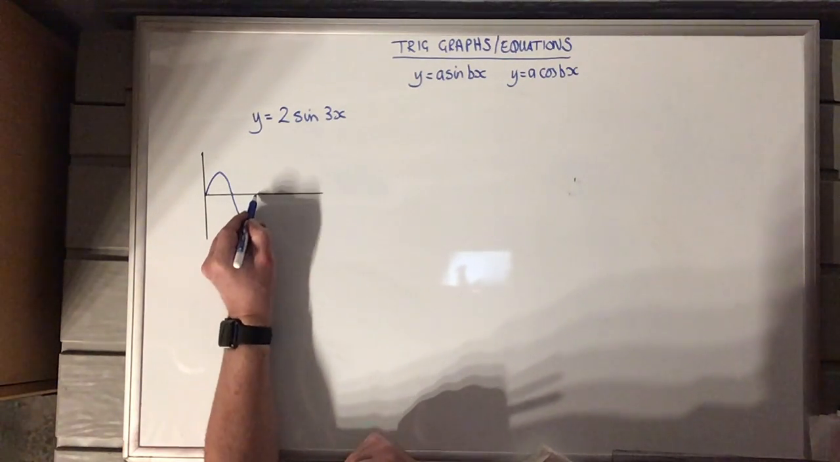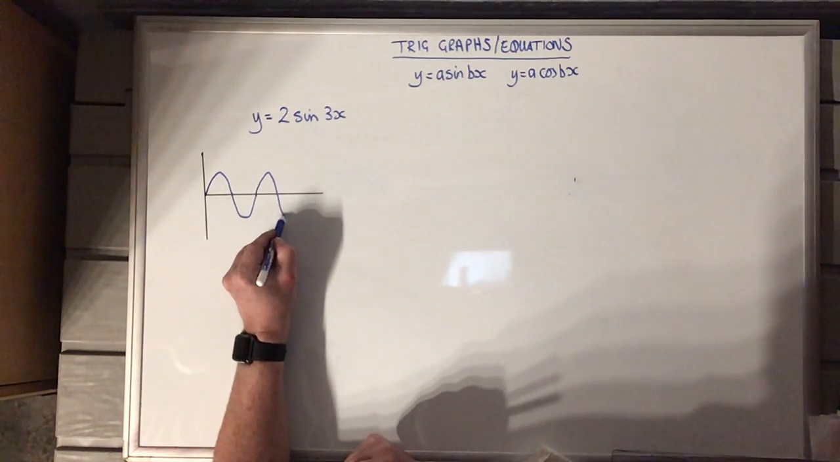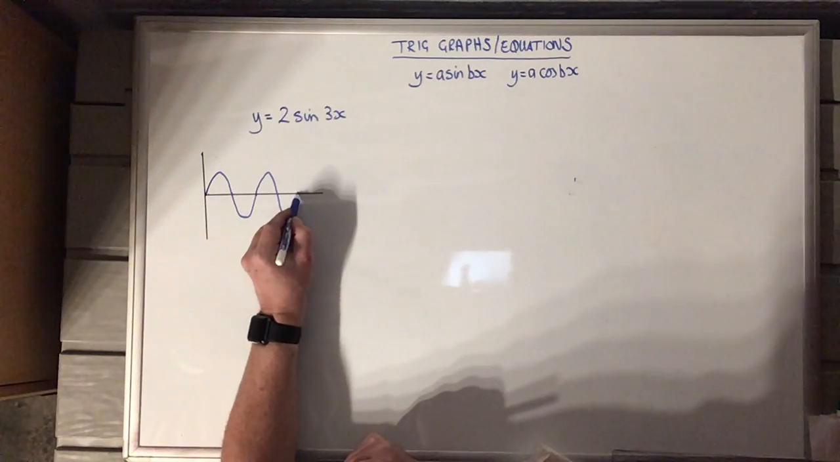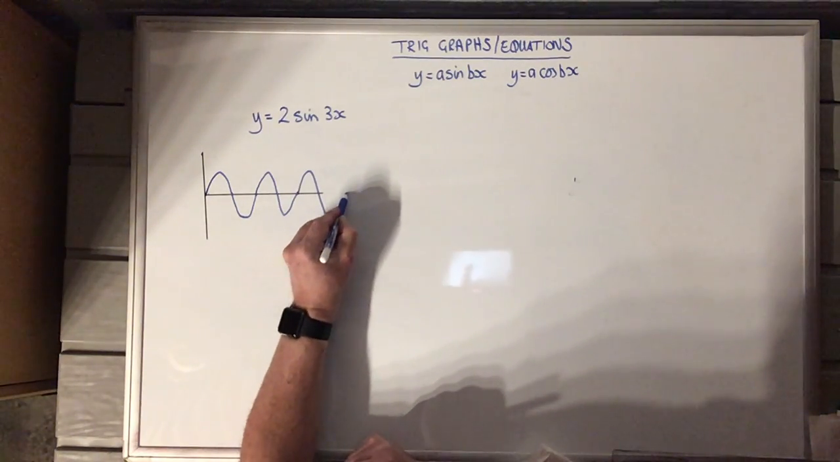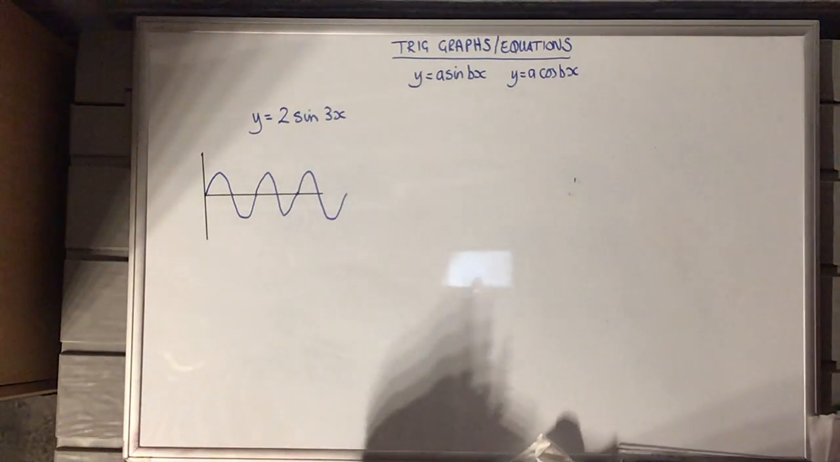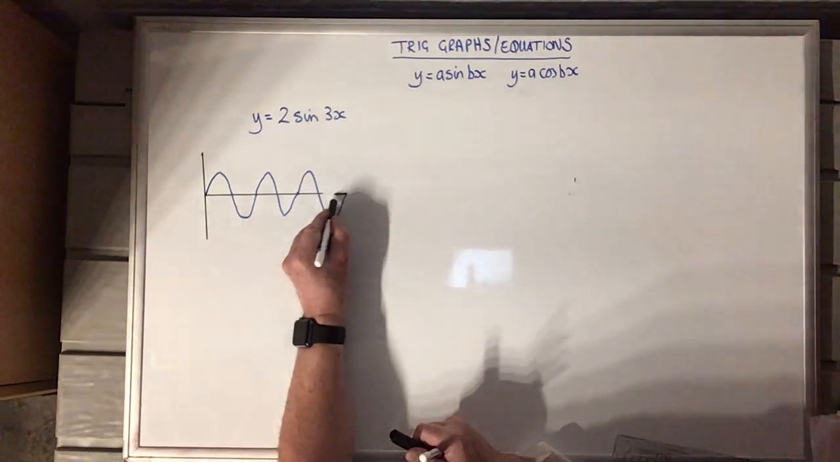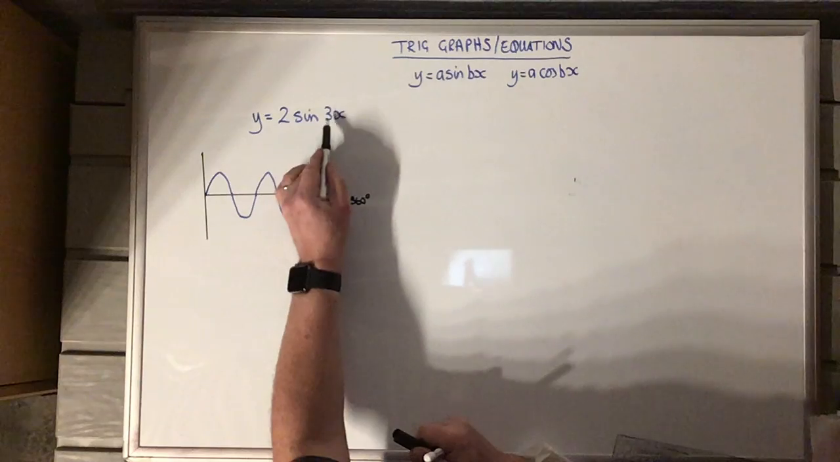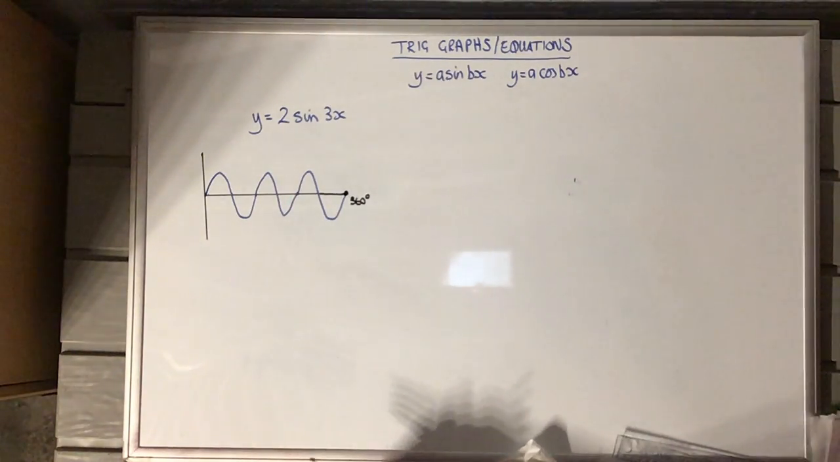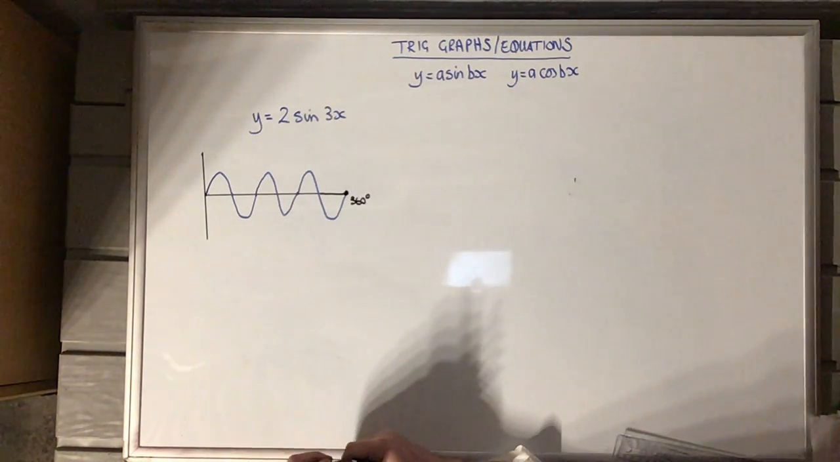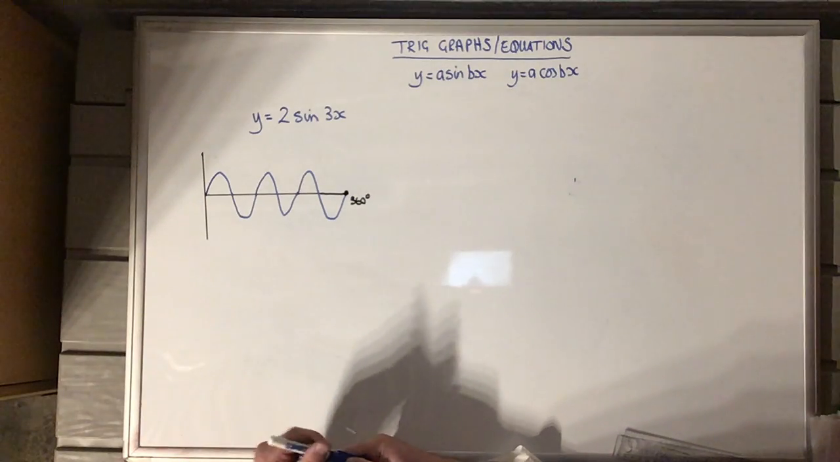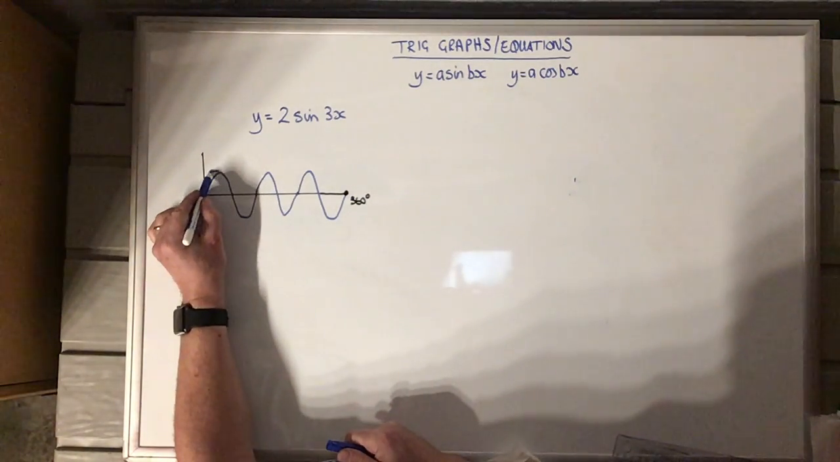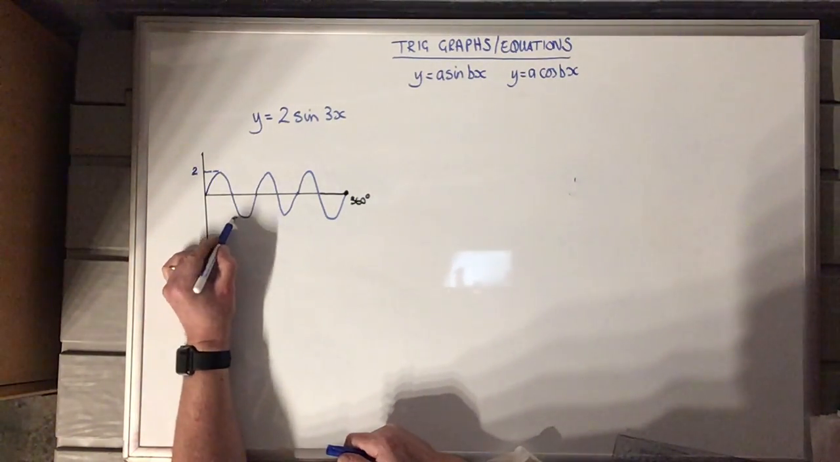Well, there's one. I'll try and make them all roughly the same. 2, 3. So I have to extend that a wee bit. And that would be 360, because the 3 tells us how many cycles we have in 360. And 2 is the amplitude, so that tells us how high it goes to. It goes to 2 and goes to -2.